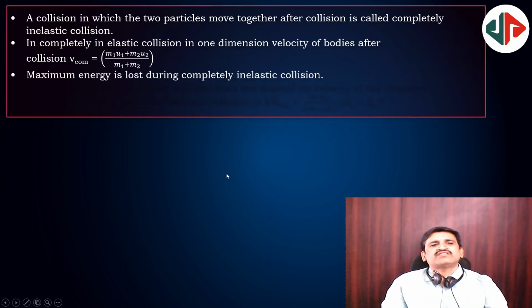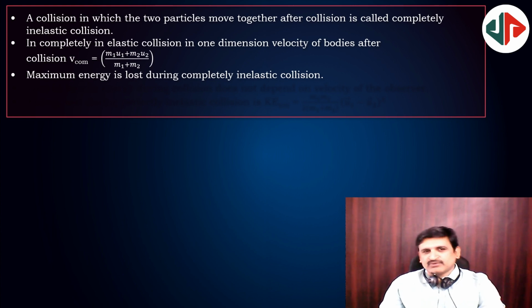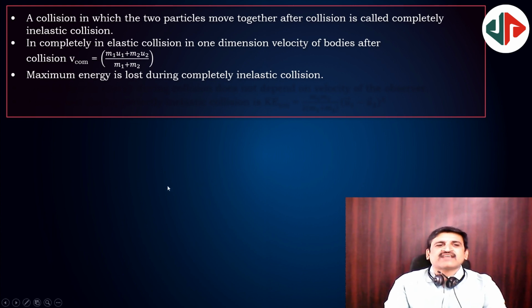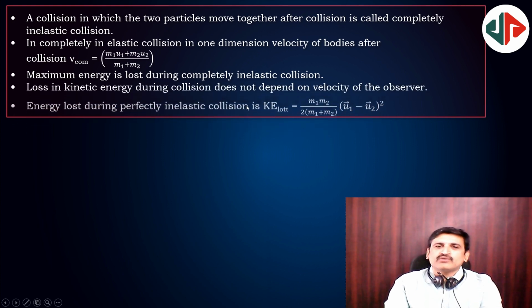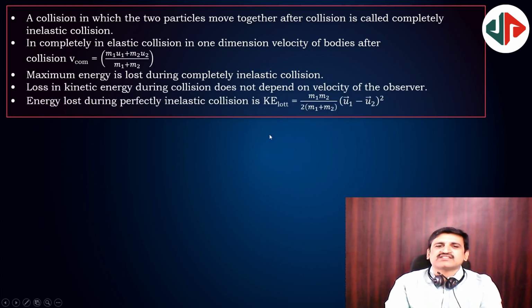A collision in which the two particles move together is an absolutely special case. A collision in which the two particles move together after the collision is a completely inelastic collision. If they are moving separately, that is not a completely inelastic collision. Then the common velocity is given by (m1 u1 plus m2 u2) by (m1 plus m2). Maximum energy is lost during a completely inelastic collision, and that maximum energy loss is half m1 m2 by (m1 plus m2) into (u1 minus u2) whole square. This is the maximum loss of kinetic energy.